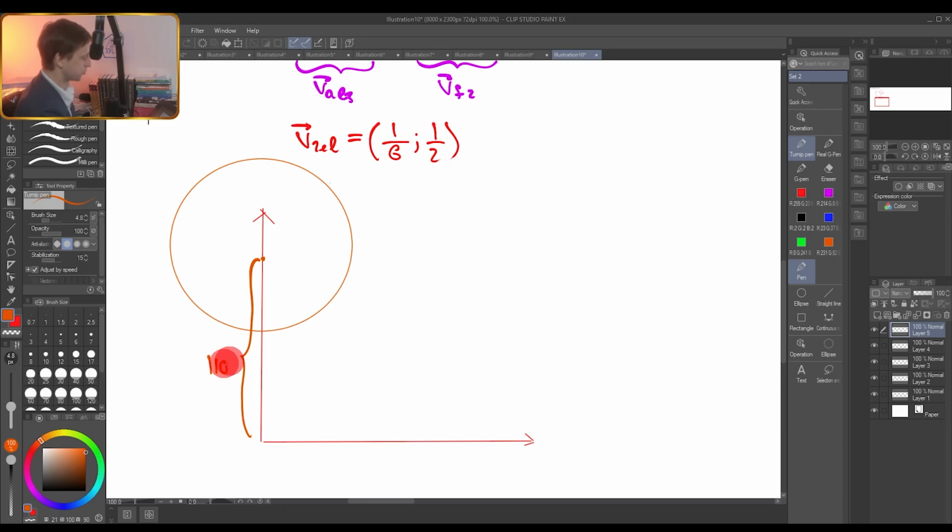The radius of the storm, of course, doesn't change. So this distance is still 51. Let me make a radius like this. So I will just mark it like this. So it will be 51.